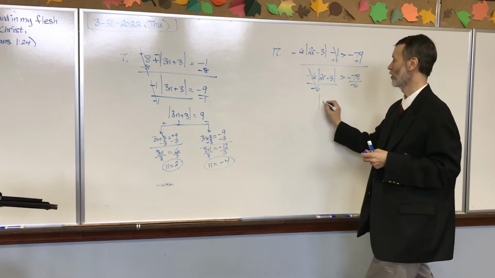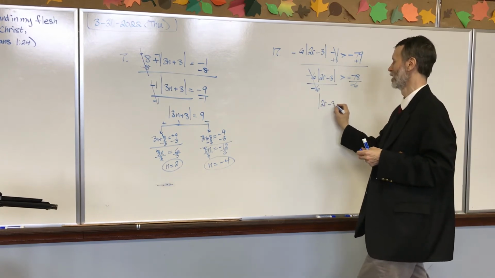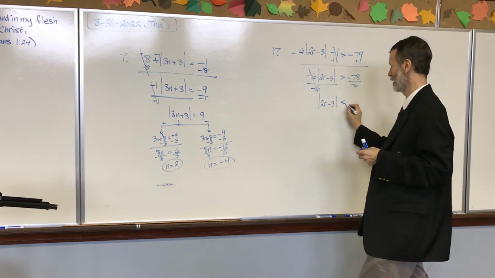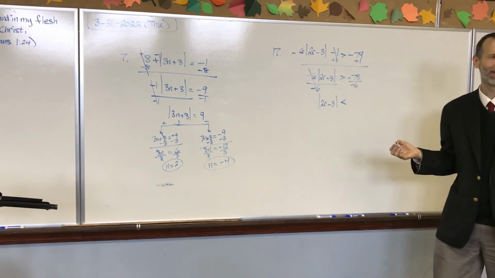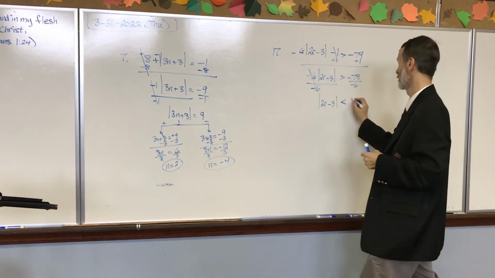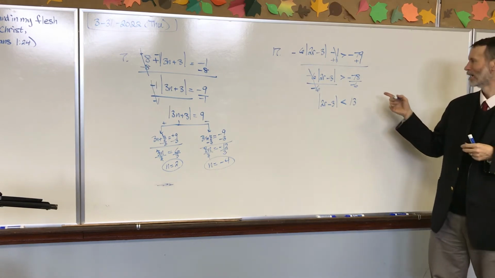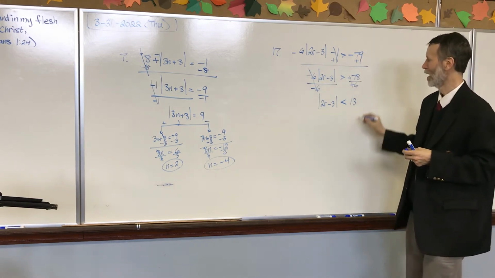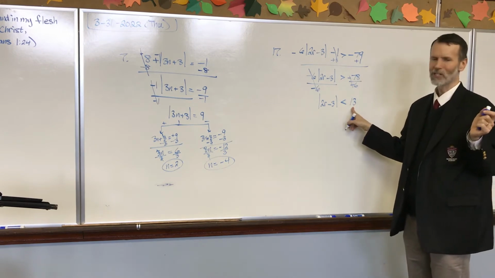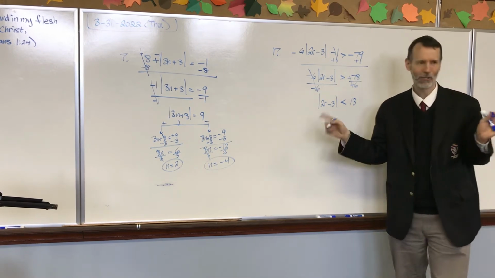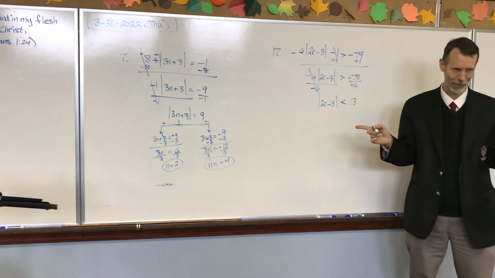So the absolute value is still there. Don't drop those. But this flips to less than. And then, how many times does 6 go into 78? 13. Positive or negative 13 in this case? Positive, because the negatives cancel. Since this is a positive answer, it's not a no solution or all real numbers situation.